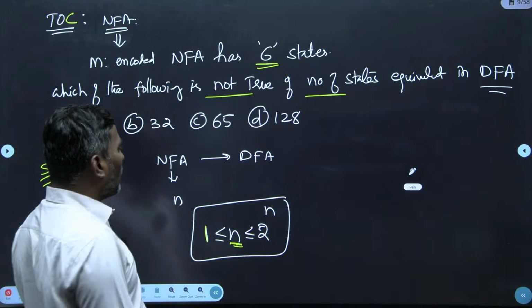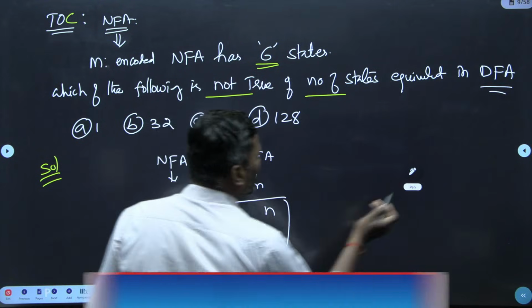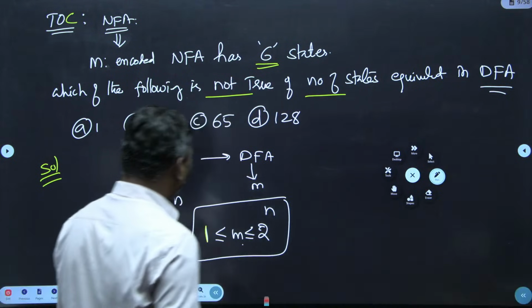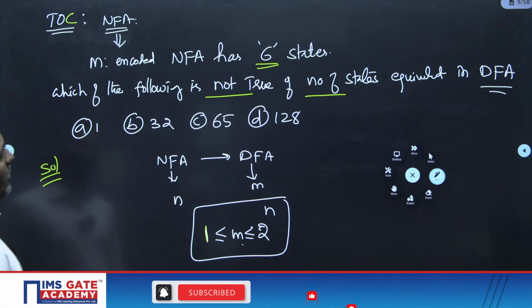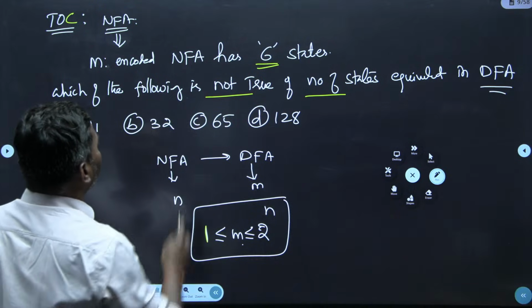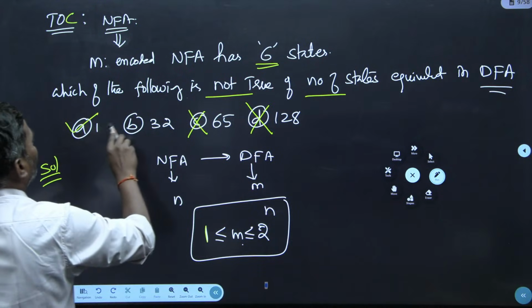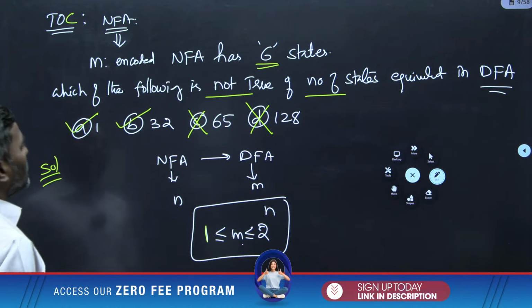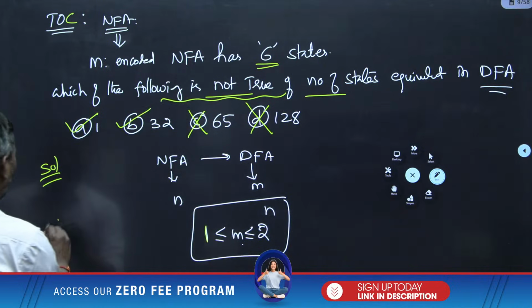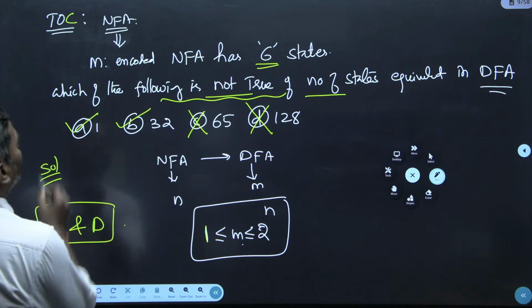Let me call the DFA's number of states m. So 1 less than or equal to m less than or equal to 2 power of n. Here the maximum will be 2 power of 6, which is 64, only 64 is possible, right? That means 65 is not possible, and definitely 128 is also not possible. So 1 is possible, and B is also possible. Therefore, the not true ones are nothing but C and D. C and D are the right answer for this question.